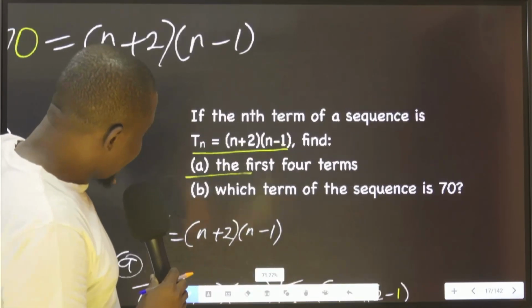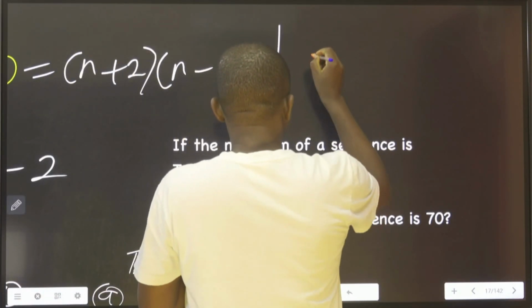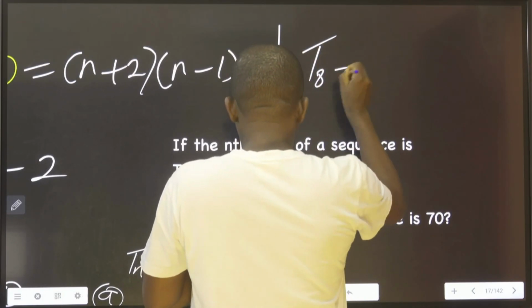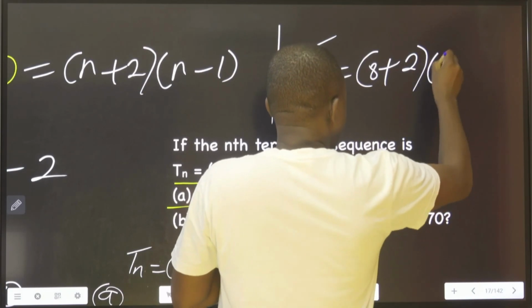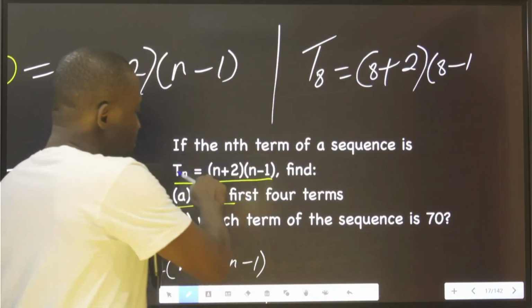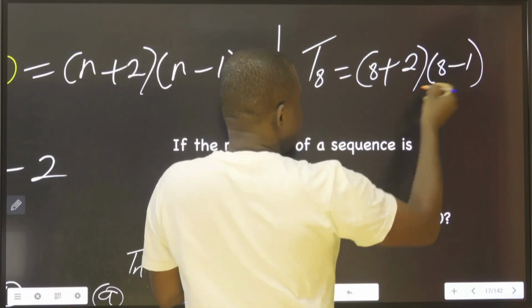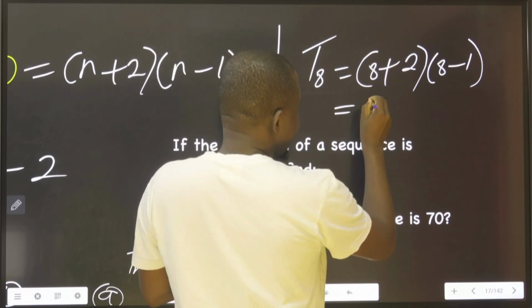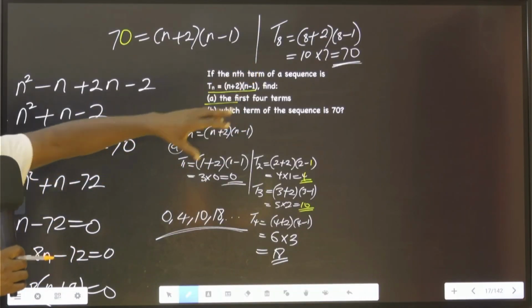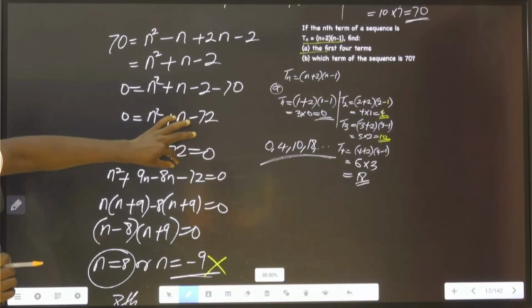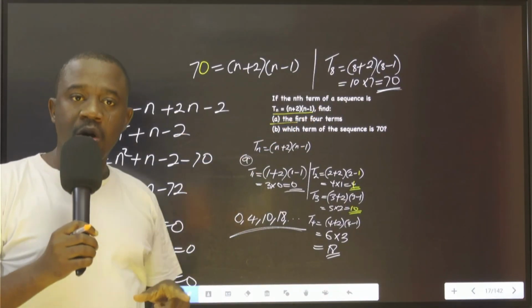If you want to investigate it, you can try by saying 8 plus 2, 8 minus 1. So you can see in this place, okay? That is to say, here is 10 multiplied by 7 equals 70. So the 8th term is 70 for this sequence. All this understood?